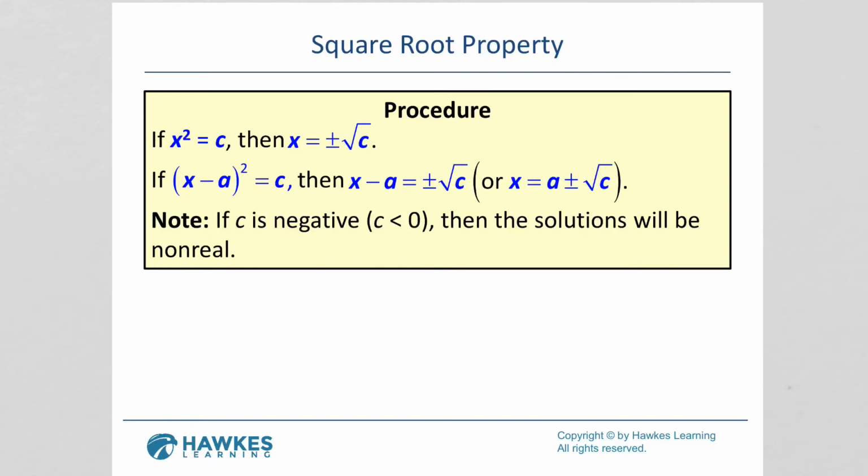Square root property. If x squared equals c, then x is equal to plus or minus the square root of c. If x minus a, the quantity squared, is equal to c, then x minus a is equal to plus or minus the square root of c, or x is equal to a plus or minus the square root of c. Note, if c is negative, which means c is less than 0, then the solutions will be non-real.